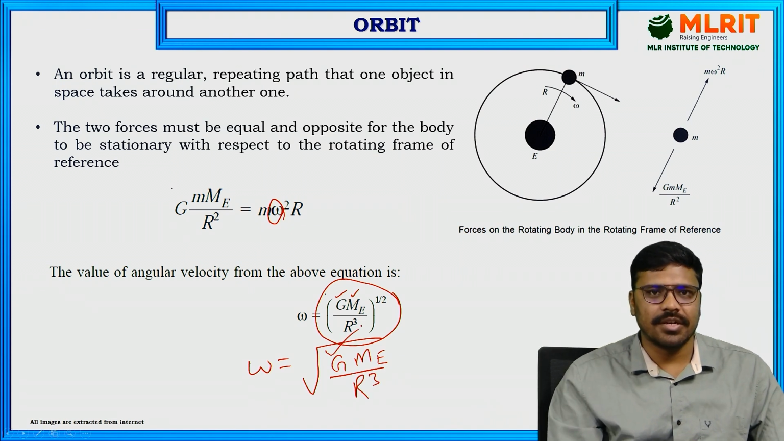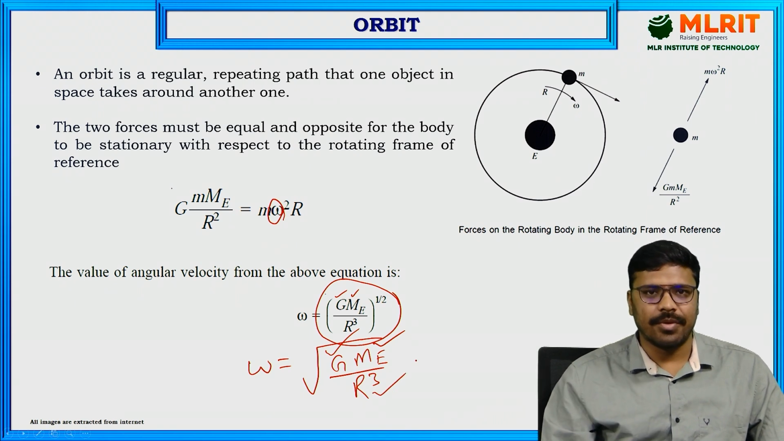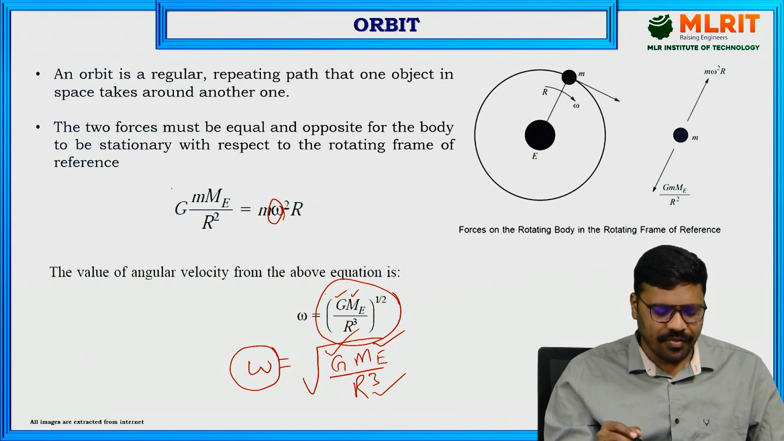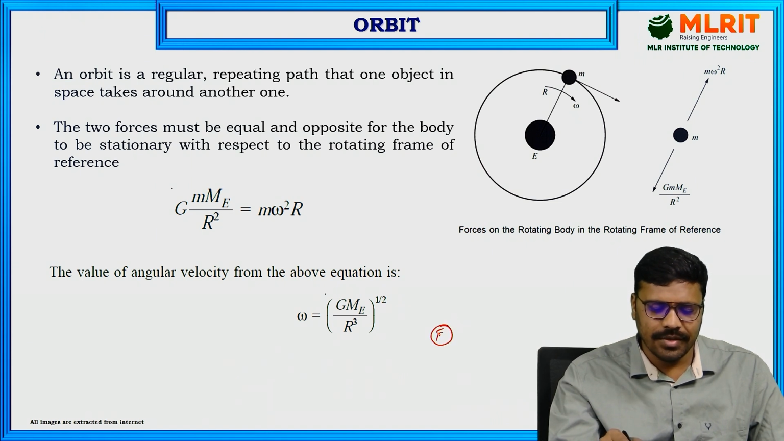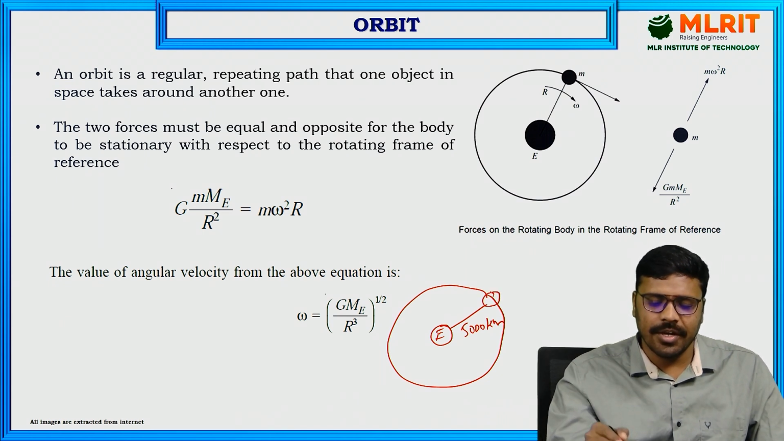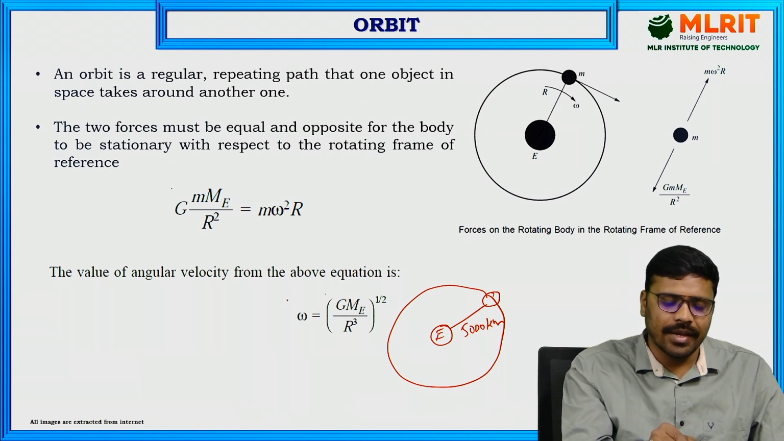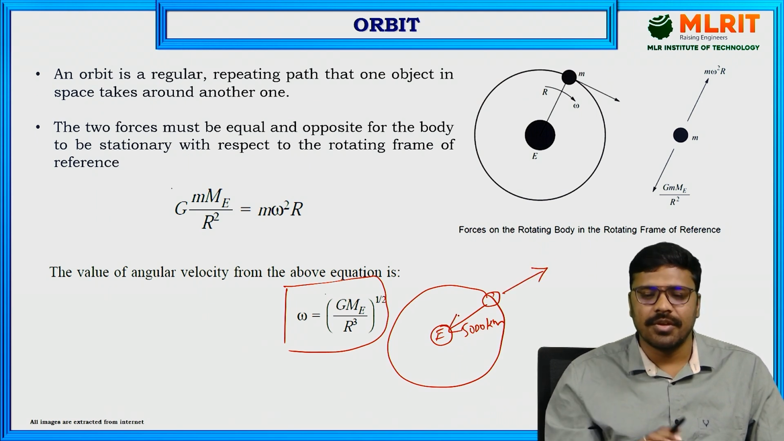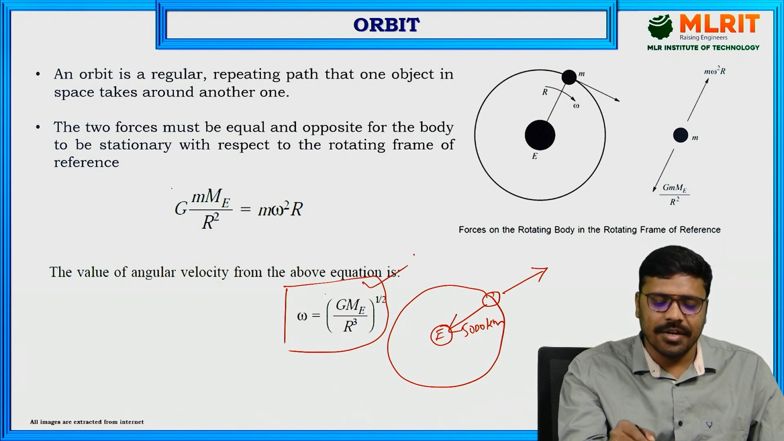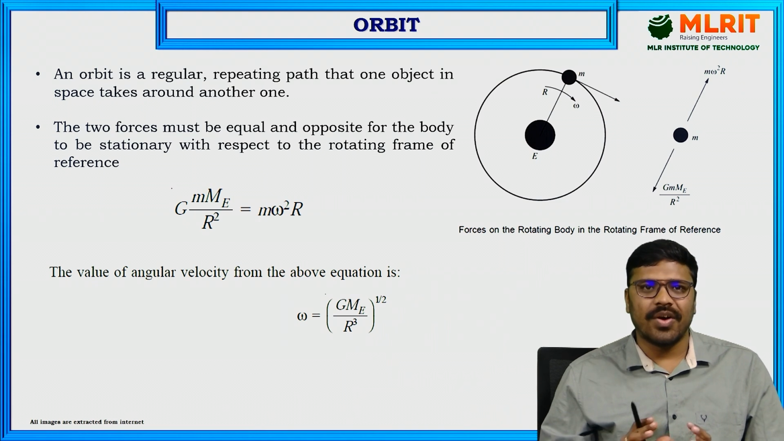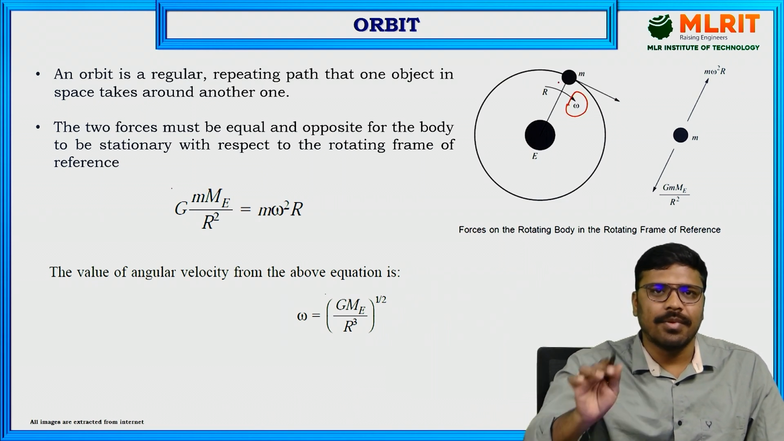Here G is the universal gravitational constant, M_e is the mass of the earth, and r is the radius of the orbit. Like this we can calculate the angular velocity of the object so that it can stay in a particular orbit. Suppose this is the earth, and I want to send an object into an orbit at a 5000 kilometer radius, just for example. How much angular velocity should be maintained? I can calculate the angular velocity so that the forces acting, centripetal and centrifugal, both match. When I maintain the angular velocity according to this equation, the body will continuously rotate in the same orbit.